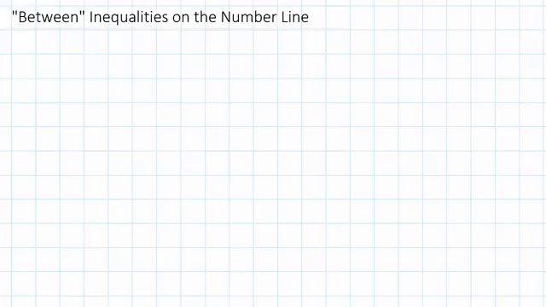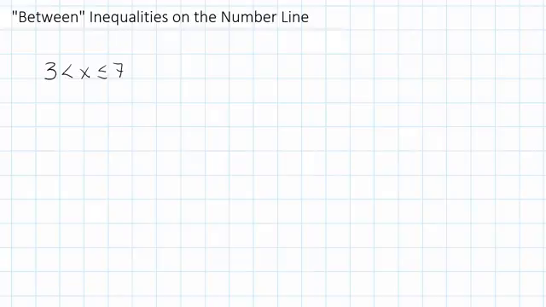We do have one other kind of inequality that we might want to sketch, and that is the kind of inequality that shows us that the variable is between two numbers. So for example, 3 is less than x, which is less than or equal to 7. What would that look like on a number line?